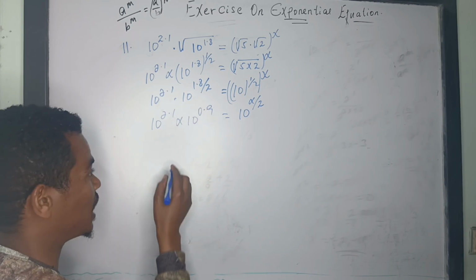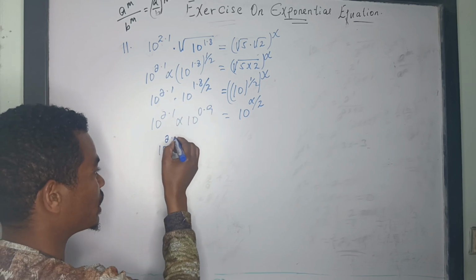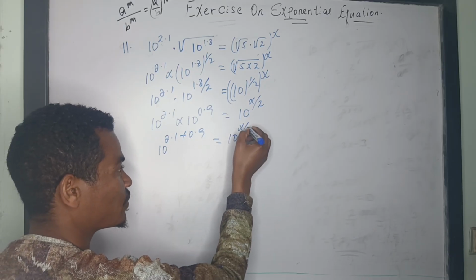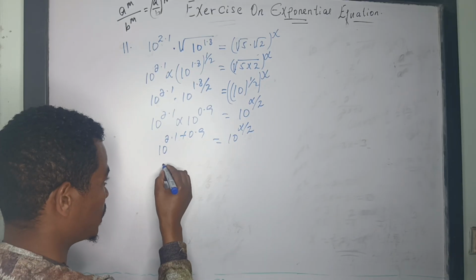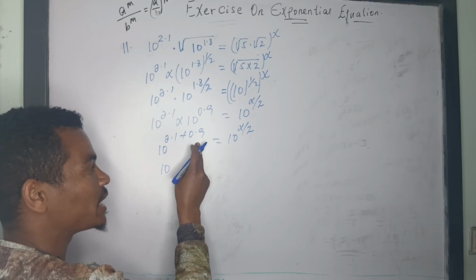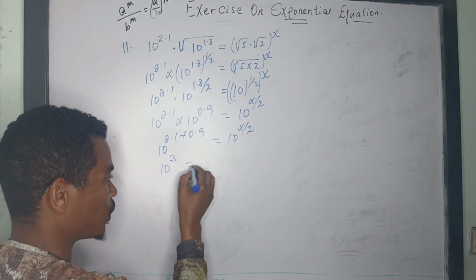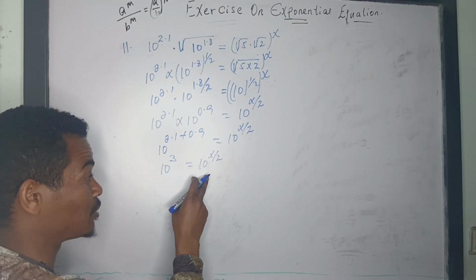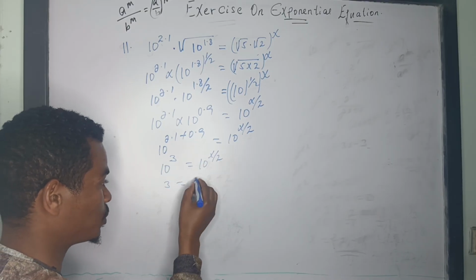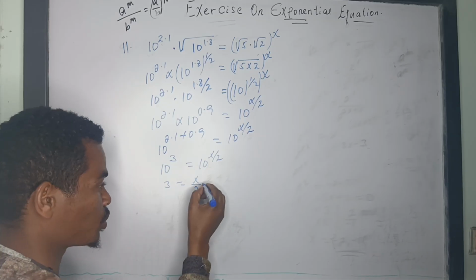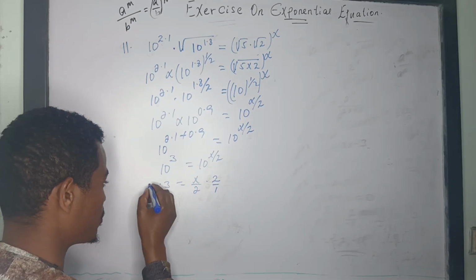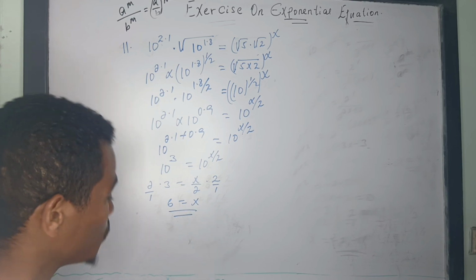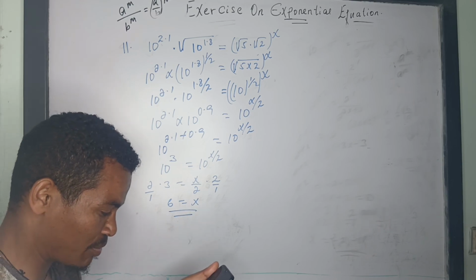So they do have the same base, so the exponents add: 10 to the power of 2.1 plus 0.9 is equal to 10 to the power of x over 2. So 10 to the power of 2.1 plus 0.9, which is 3, is equal to 10 to the power of x over 2. 10 to the power of 3 is equal to 10 to the power of x over 2, so 3 is equal to x over 2. Both sides multiplied by 2 over 1, 6 is equal to x. That means the value of x is equal to 6. Question number 11.